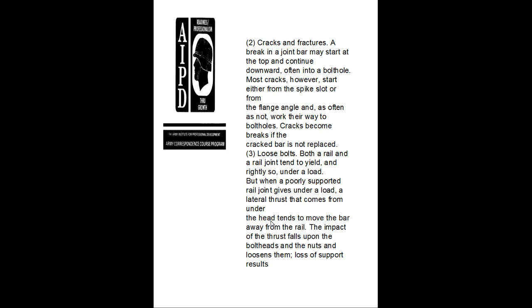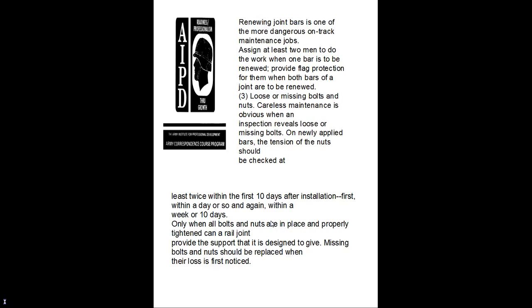Loosened bolts. A rail joint tends to yield under load between the poorly supported rail ends. The joint gives under the load, and the lateral thrust that comes from under the head tends to move the bar away from the rail. The impact of the thrust falls upon the bolt heads and nuts and loosens them, and loss of support results.